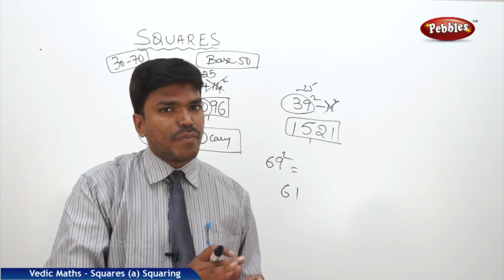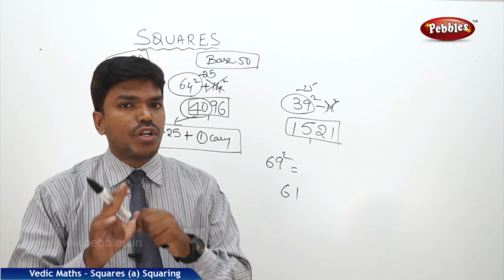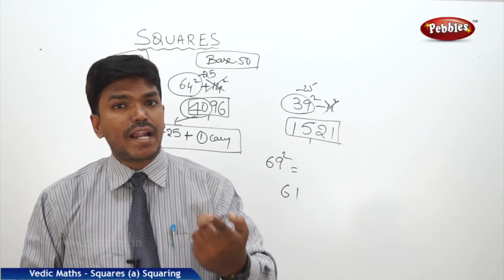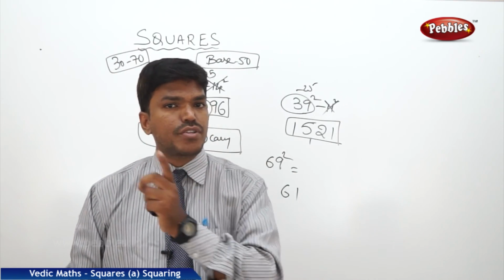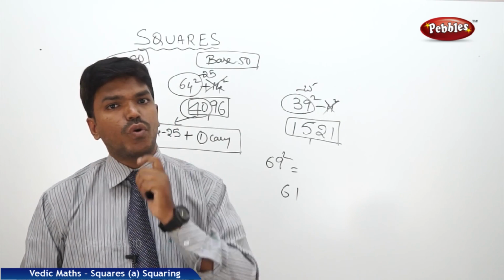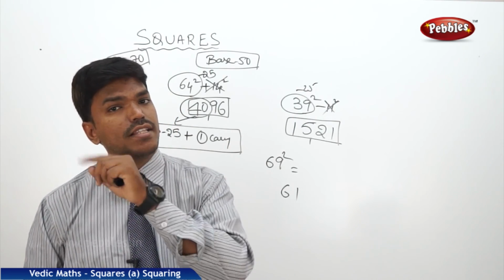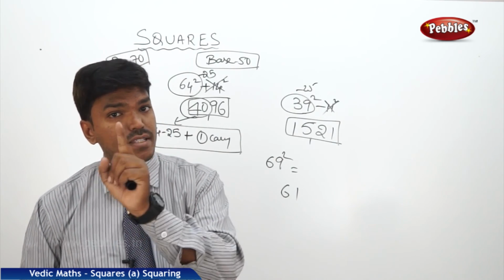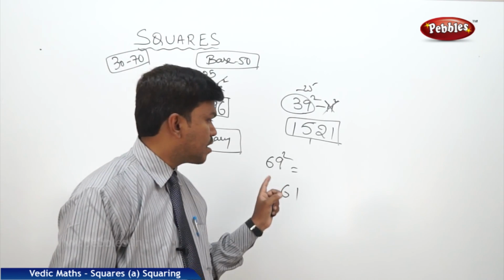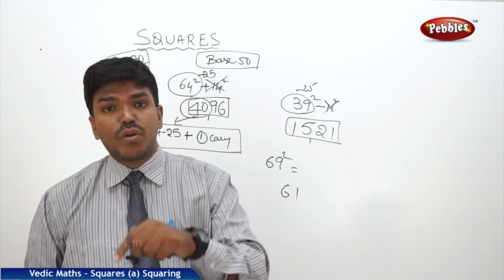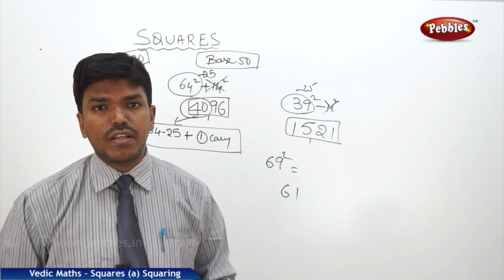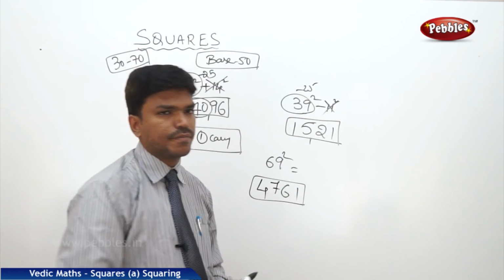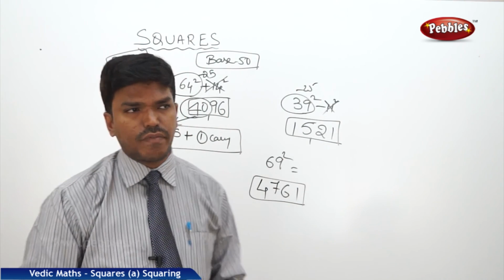Now, to get the left side part, what we need to do? Subtract 25 from the main number. Yes or no? So what is the main number? 69. Subtract 25 from 69. 69 minus 25. How much will you get? 44. And how much is there in the mind? Carry. Should not forget the carry. 44 plus 3. What is 44 plus 3? 47. So my answer is 4761. Understand? One more example.